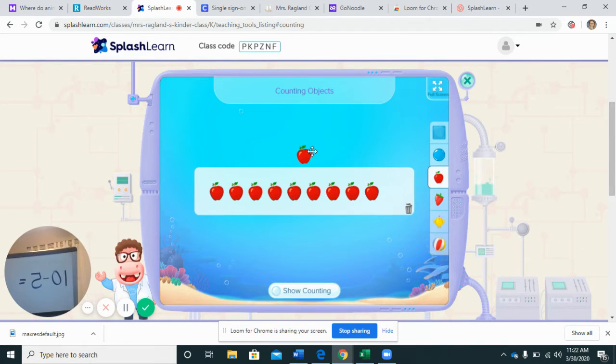So I have 1, 2, 3, 4, 5. So I took away 5. And what does that equal? How many do I have left? 1, 2, 3, 4, 5, right? I have 5 left. So my answer is actually 5 also. We had 10 apples, we took away 5, and that equals 5.